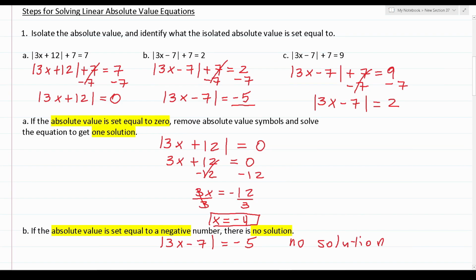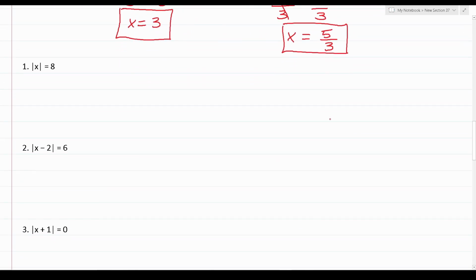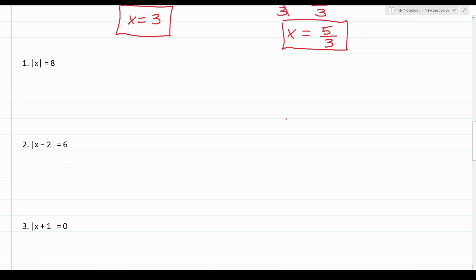Again, if after you isolate the absolute value, it's set equal to 0, there's only going to be one solution. If after isolating the absolute value, it's set equal to a negative number, there's no solution. And if after isolating the absolute value, it's set equal to a positive number, there's going to be two solutions. Pretty easy to remember. So with that in mind, let's go ahead and get started doing some practice problems here.